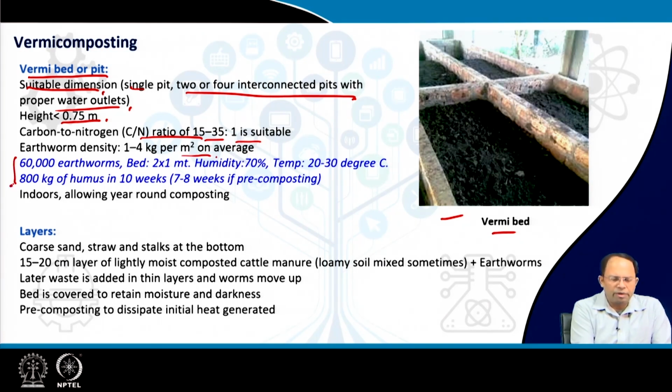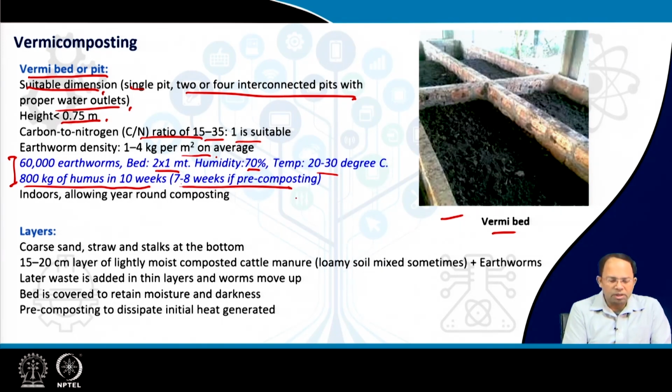So roughly, to give you an idea, 60,000 earthworms in a bed of 2 by 1 meter, with humidity 70% and temperature 20 to 30 degrees, create 800 kilograms of humus in 10 weeks. If pre-composting is done, then it could be done in even less time, which is 7 to 8 weeks.